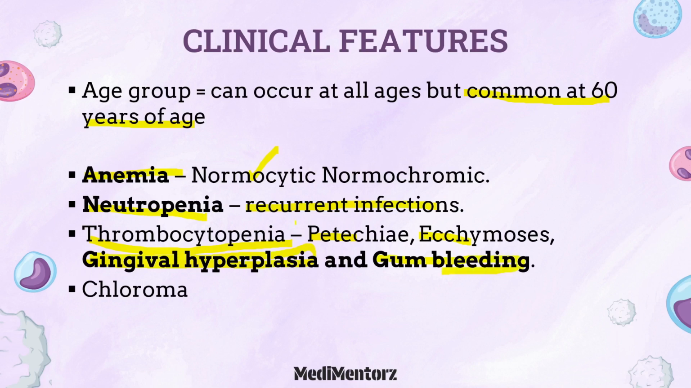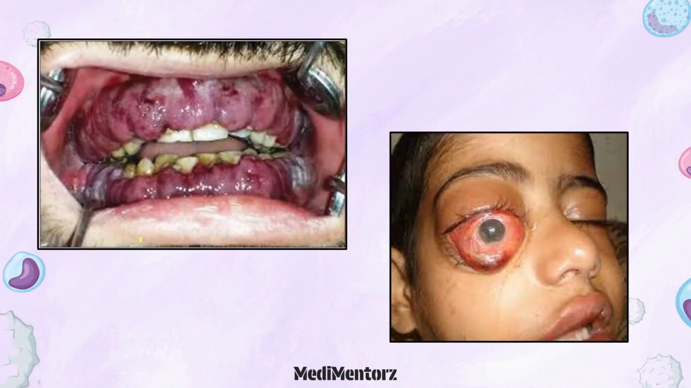And the next is the chloroma. As I have already mentioned, it is associated with the M1, M2 and M3 type of the AML, which are nothing but the extramedullary accumulation of the blast cells. And here in this picture, you can appreciate the gum hypertrophy and the gum bleeding. And this is the clinical picture of the chloroma, which is nothing but the extramedullary accumulation of the myeloblast cells.